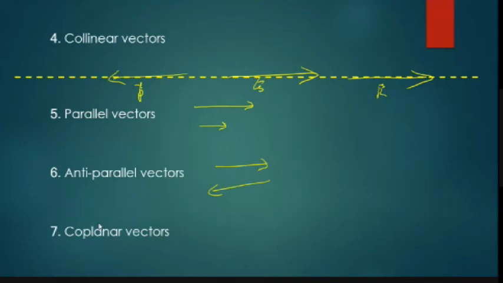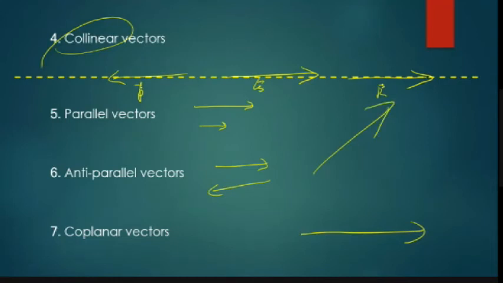Give me some guess. Intelligent guesses are welcome. Coplanar. I told co-linear, lying on the same line. So coplanar will be vectors which are on the same plane. That's all. Any two vectors if they are in the same plane. If any vector I draw on this monitor, any vector, they are lying on the same plane. So they are called coplanar vectors.